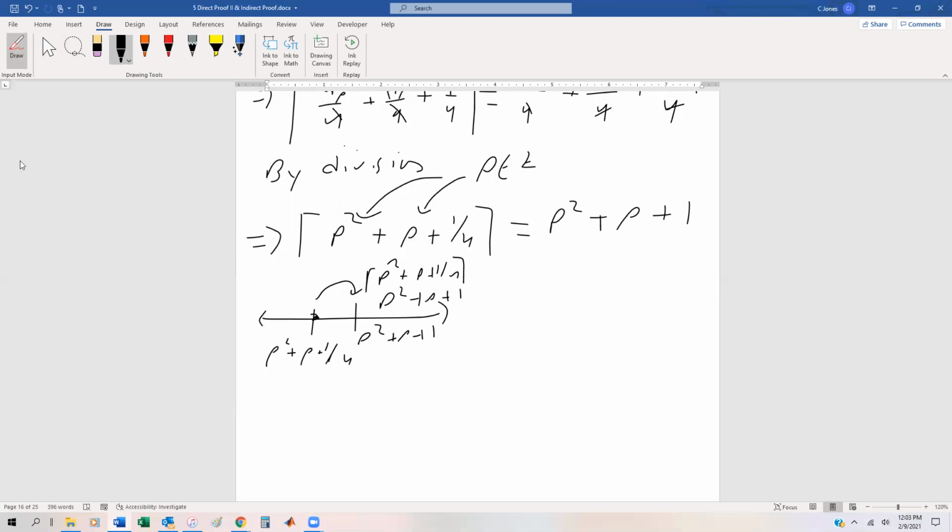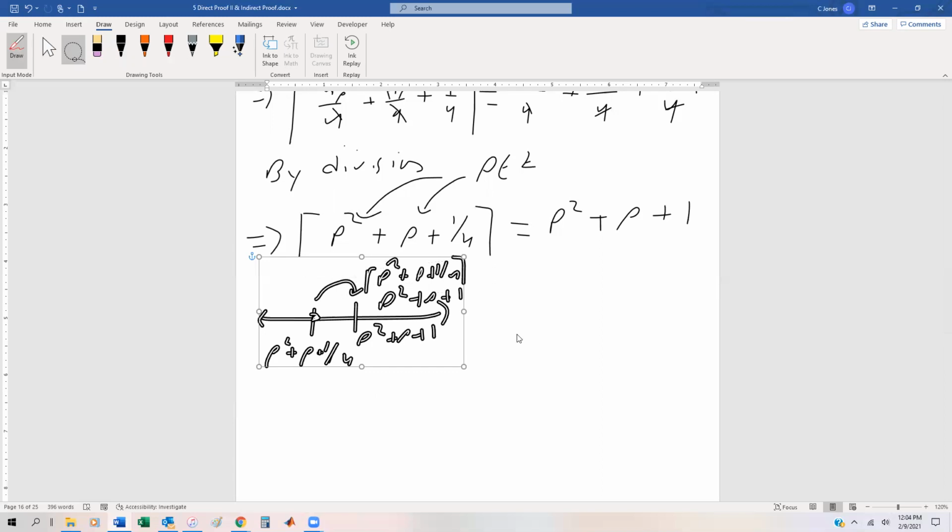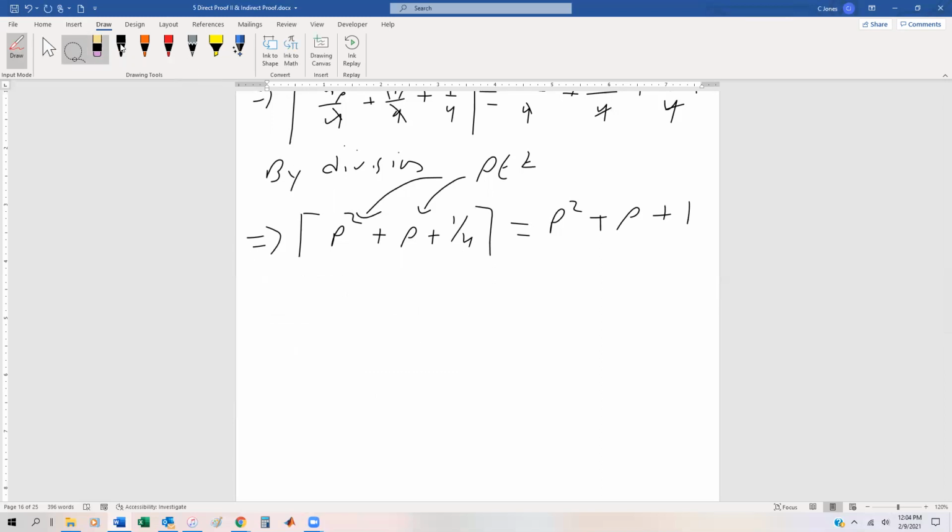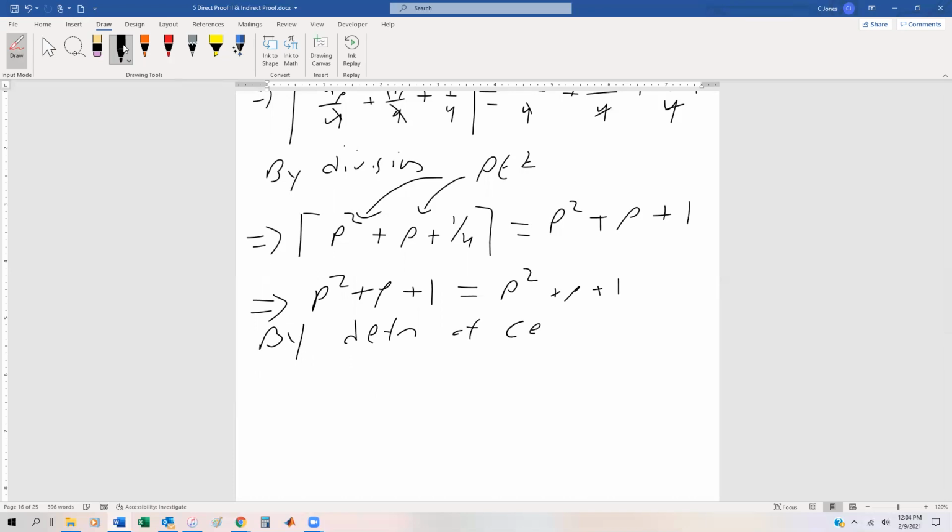And so by the very definition of ceiling, we would say that this is going to be equal to p squared plus p plus 1, which is equal to p squared plus p plus 1 by definition of ceiling. And clearly these two sides are equal, and we verified what it is that we've been asked to prove.